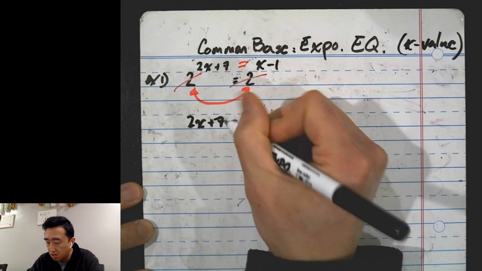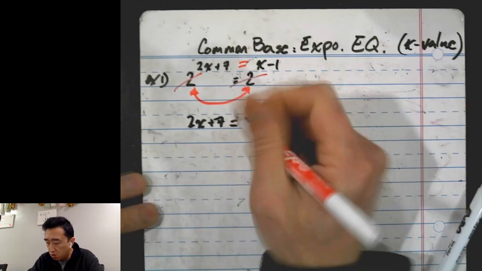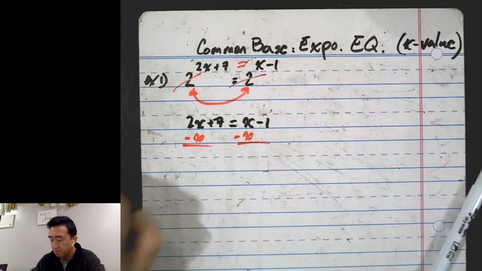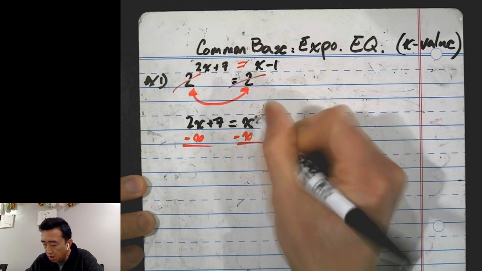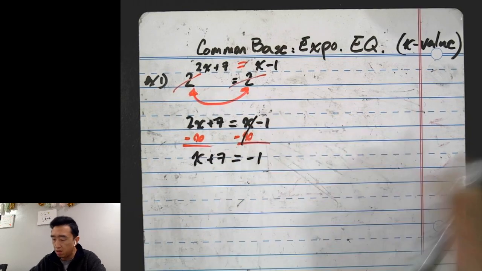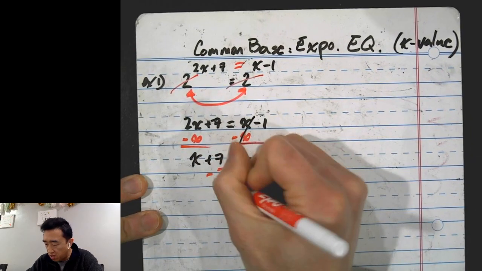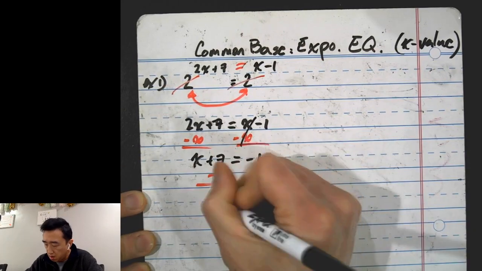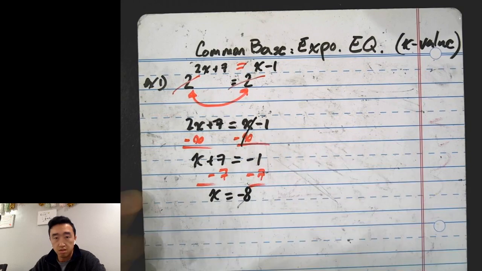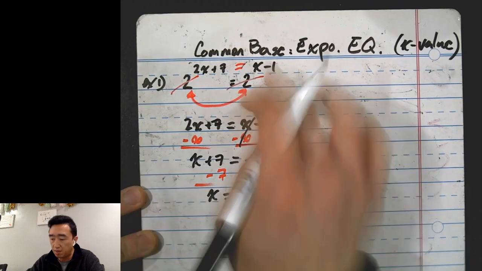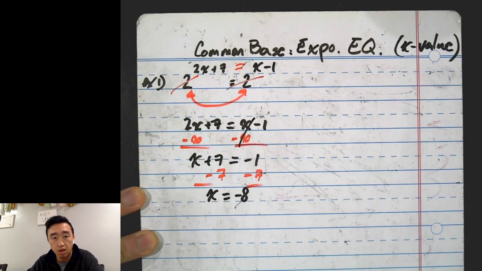So in this case, I would say, subtract x on both sides, and that gives me x plus 7 equals negative 1. I'm going to go ahead and subtract 7. X equals negative 8, right? Again, bases are the same, so then that means that the exponents are equal, okay?